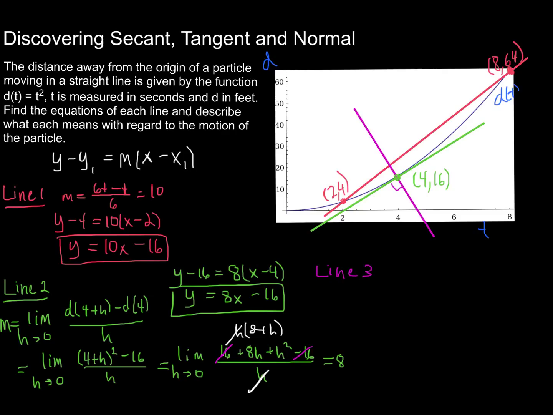All right. Now, looking at the purple line, we actually have all the information we already need. Just one part of it might be a little disguised. So the first is, what is a point that the purple line goes through? Well, we know that it crosses the function d of t at 4, and so the purple line goes through the point (4, 16). So we've got that taken care of.